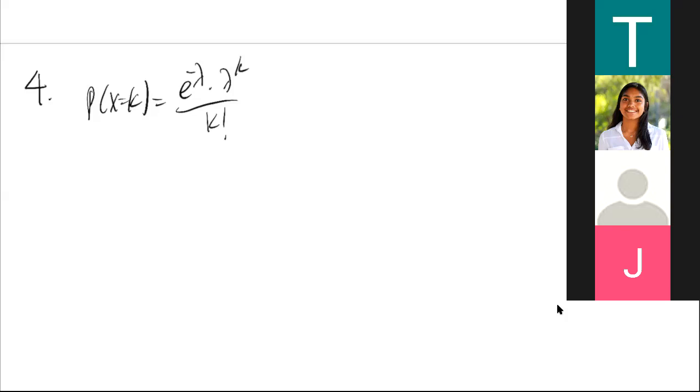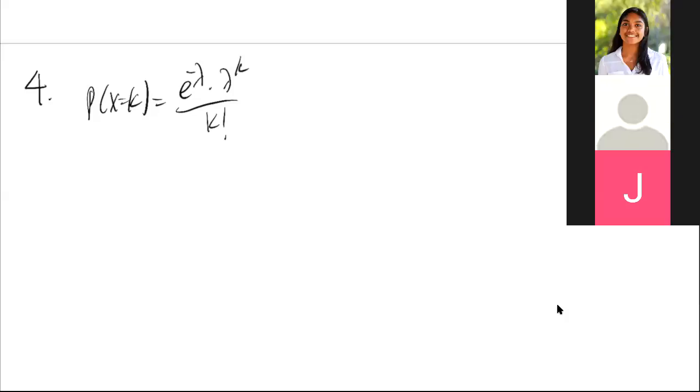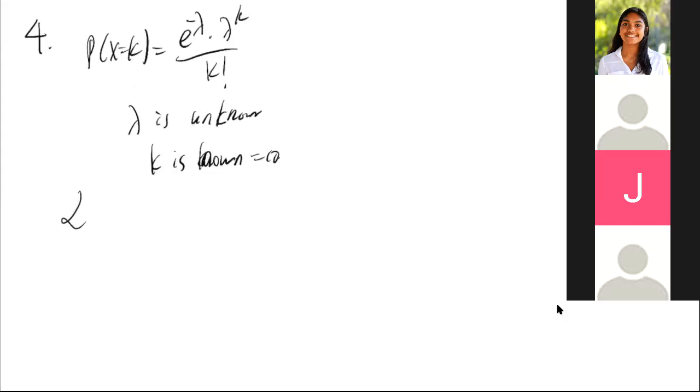And here is why we need to use the log likelihood method, because this takes our time to do the first derivative and compute the second derivative. So instead, we can take the log of this function.